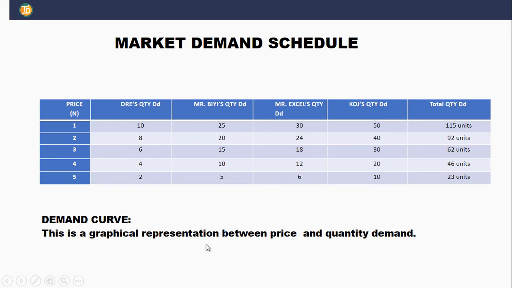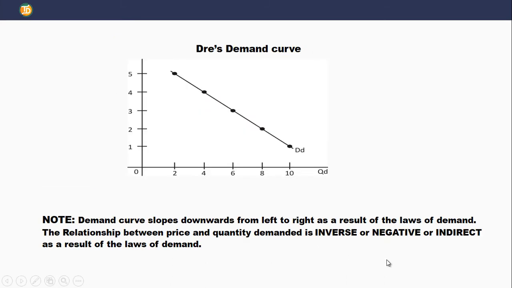Then let's look at the other subtopic, which is demand curve. Demand curve is a graphical representation of indirect relationship between price and quantity demanded. So a graph that shows indirect relationship between price and quantity demanded is demand curve. As you can see on your screen, the y-axis is the price, the x-axis is the quantity demanded. As price increases, quantity demanded reduces. As price reduces, quantity demanded increases.